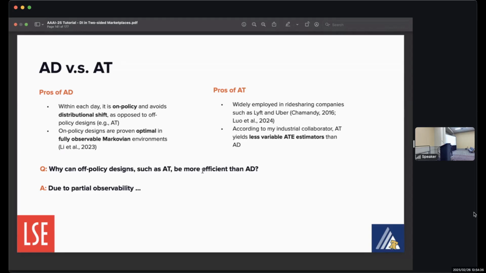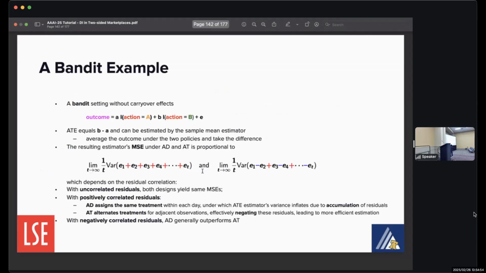Okay? And in the next few slides, I just want to briefly explain why the second design can be more efficient compared to the first design. Of course, there are many possible explanations available, and here I will focus on offering one of them, from the perspective of partial observability. Okay?